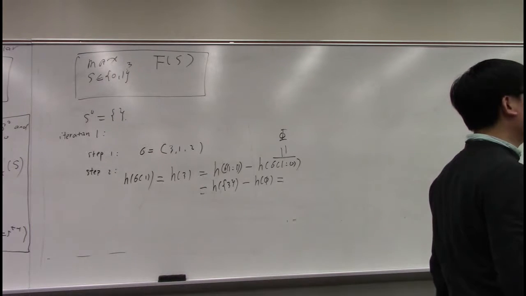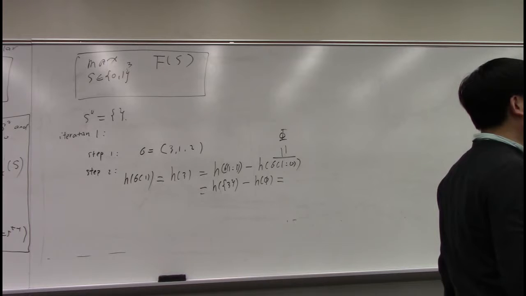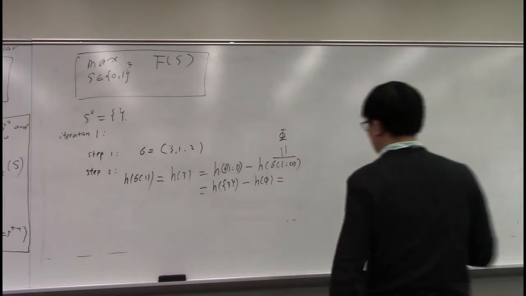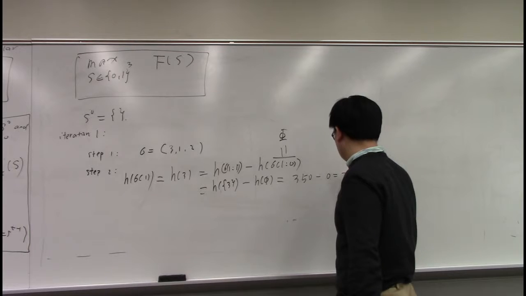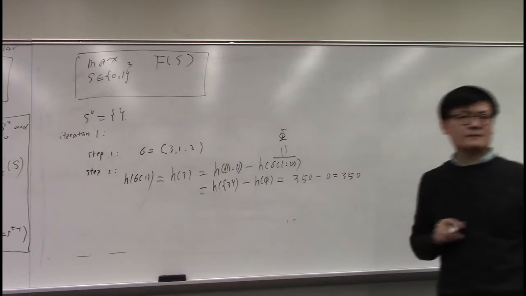So 3, let me see. So 1 is New York, 2 is Boston, 3 is DC. So h3 is 350 minus 0. Can you follow?